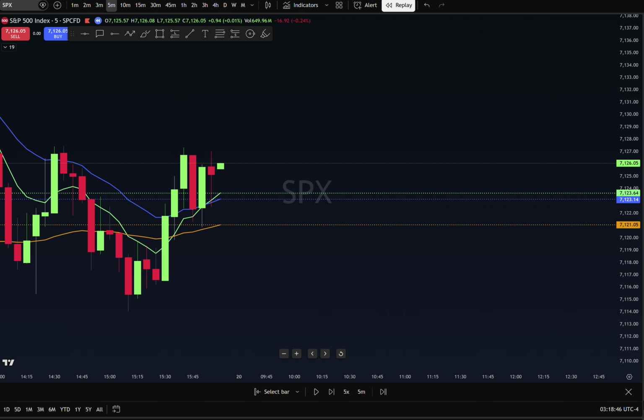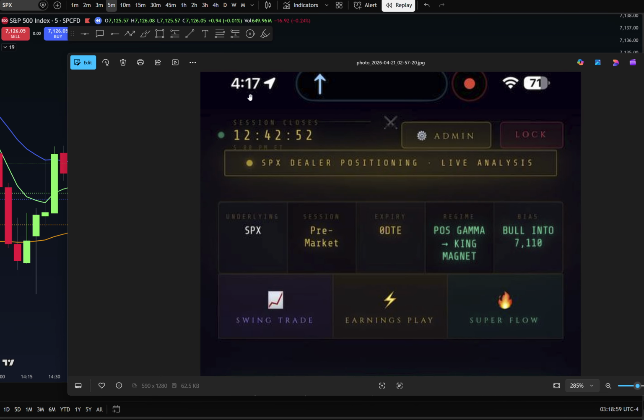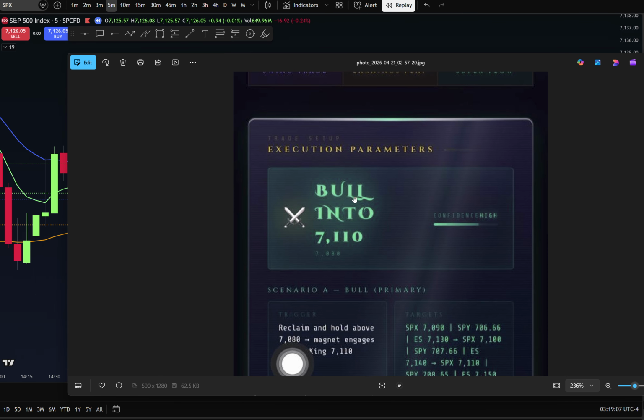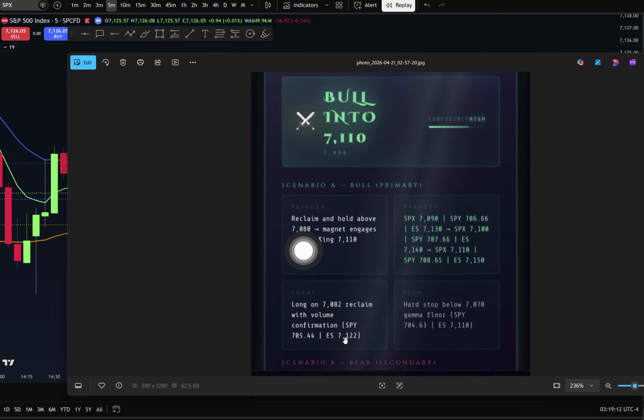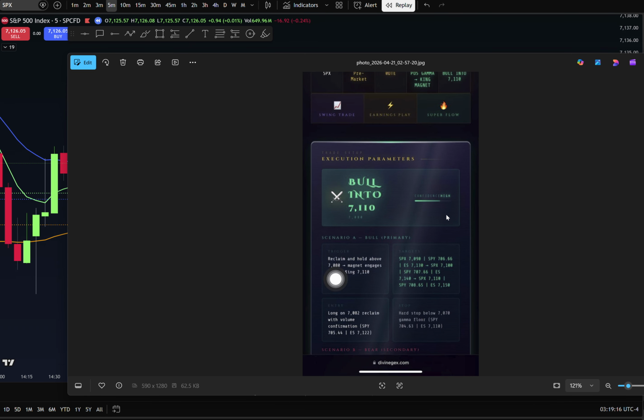As you can see, let me show you here. I screen recorded this one, so this is the screenshot. I took the screenshot around 4:17 a.m. Eastern time. This is pre-market. It was showing me bullish. This is giving all the explanation here, long on this, stop loss on this, all this stuff, right?